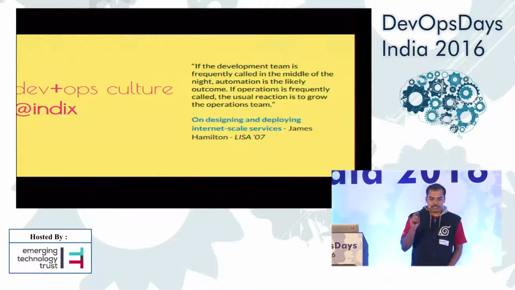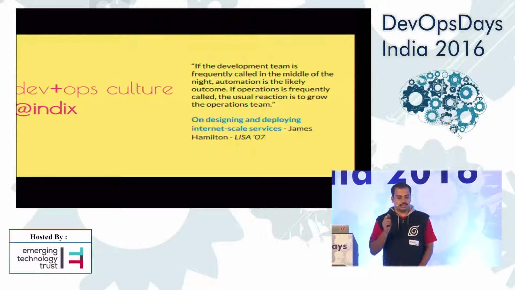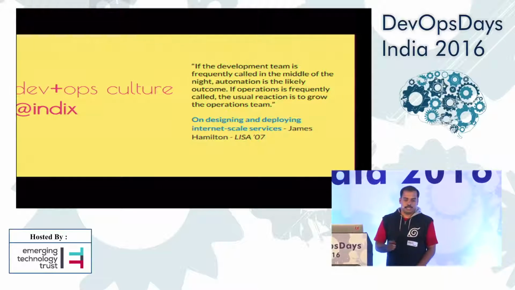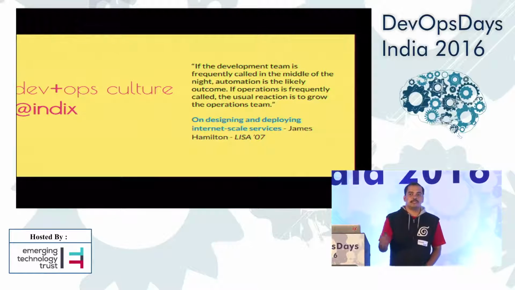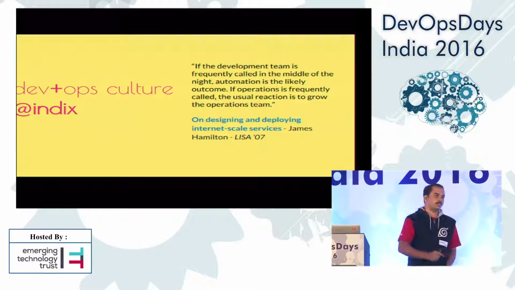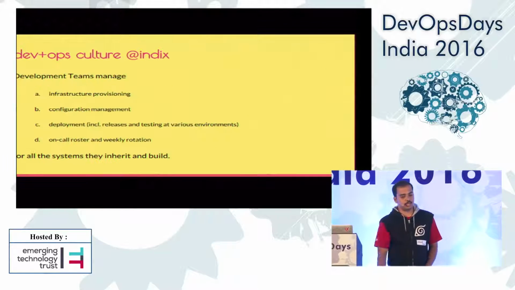If a development team is frequently called in the middle of the night, automation is most likely the outcome. If it's the operations team that's called, the general reaction is to grow the operations team, or go buy that particular software, or get me that subscription, things like that. And we'll look into why that actually happens.